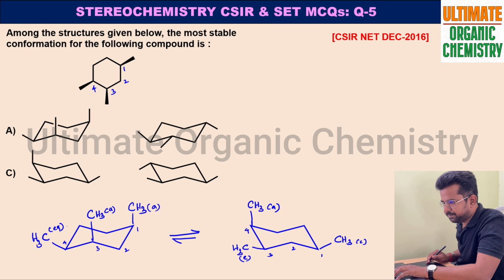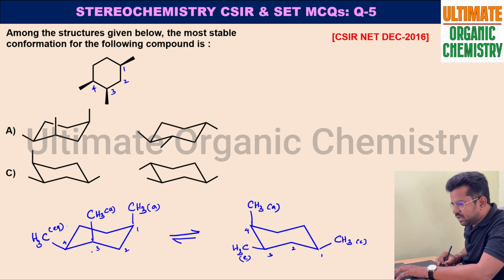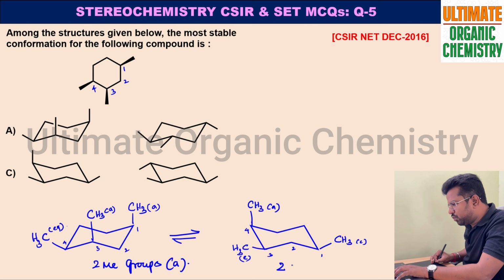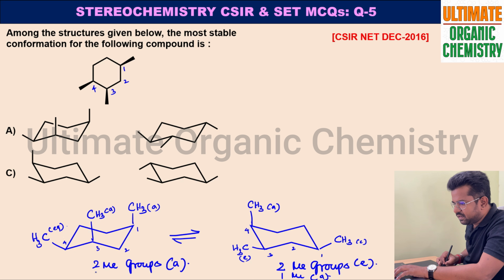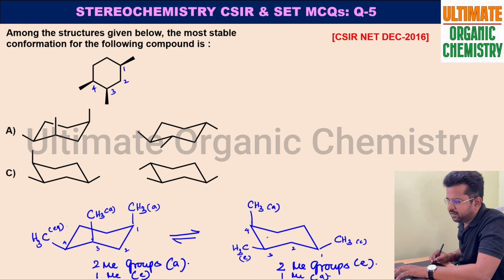That is a question. And here two methyl groups are present in axial, and here two methyl groups are present in equatorial. Only one methyl group is present in axial. Here only one methyl group is present in equatorial. Fine.